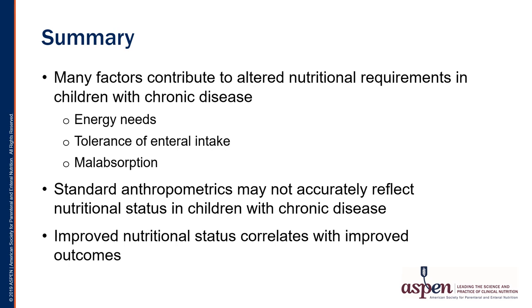To summarize my talk, many factors contribute to altered nutritional requirements in children with chronic disease, such as changes in energy needs, poor tolerance of enteral intake, and coexistent malabsorption. Standard anthropometric measurements may not accurately reflect nutritional status in chronic disease. Finally, improved nutritional status frequently correlates with improved outcomes in these children.